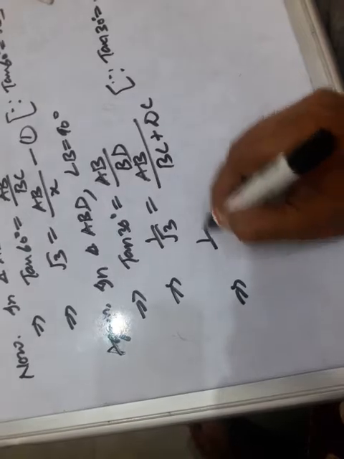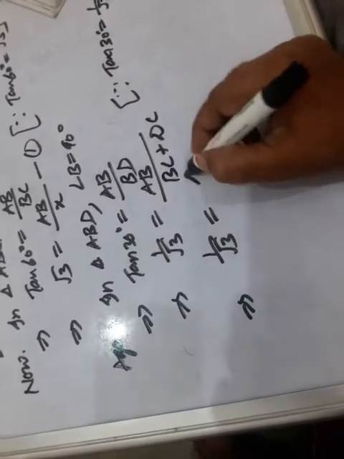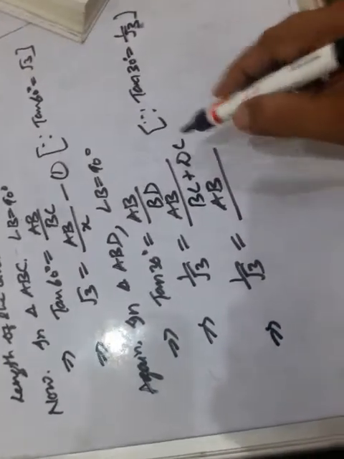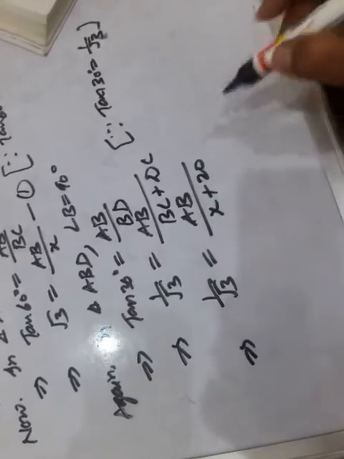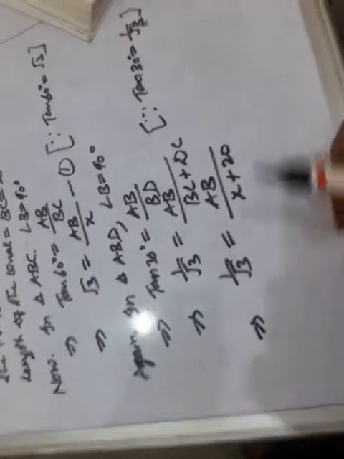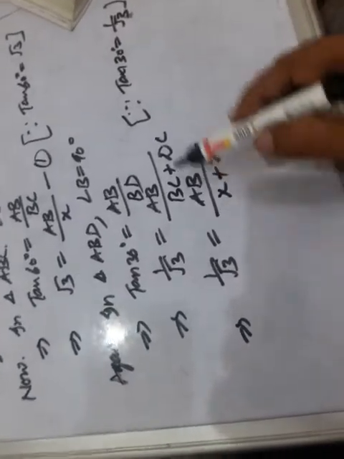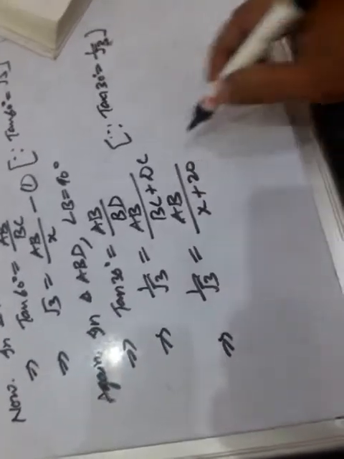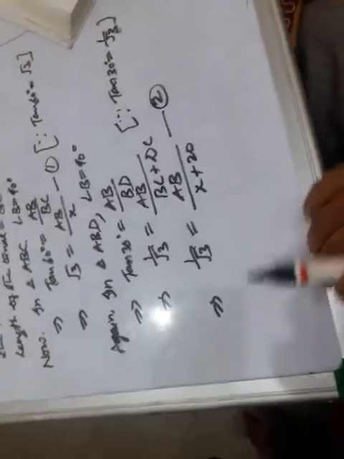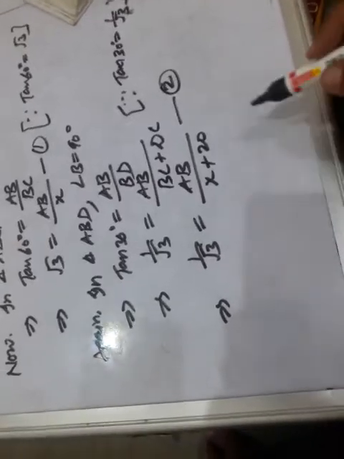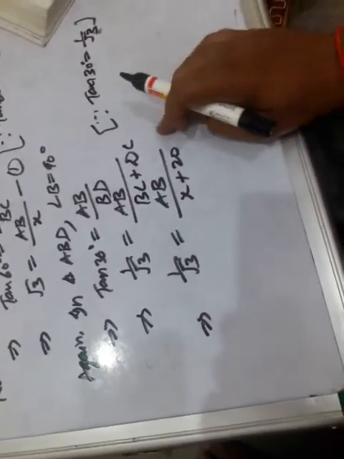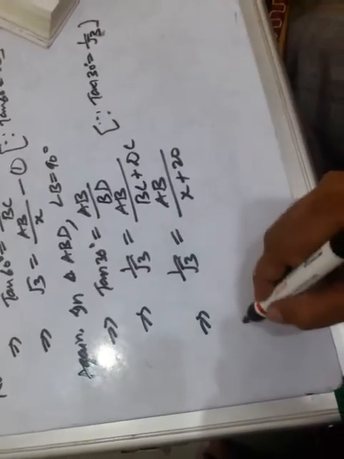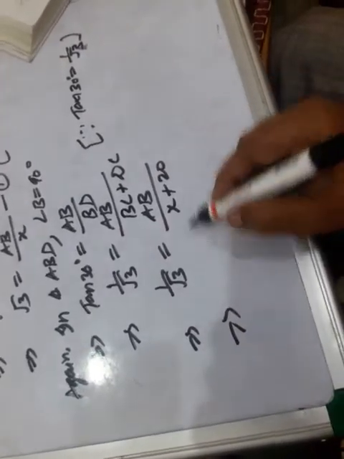This implies that 1 upon root 3 equals AB upon BC. BC is x plus DC, which is 20. Clear, children? This is your equation number 2. Write down, children. Now let us solve. Don't solve it like this. This is not equation number 2. Solve it further.